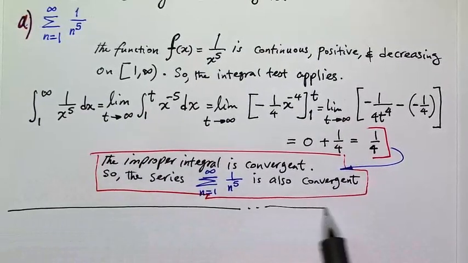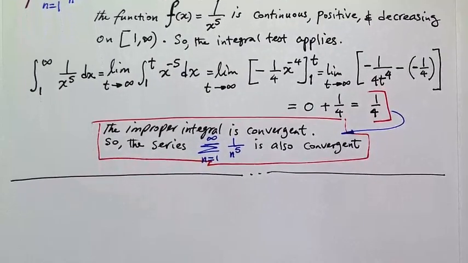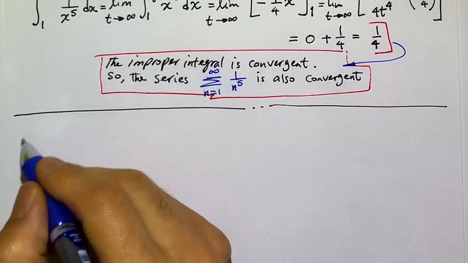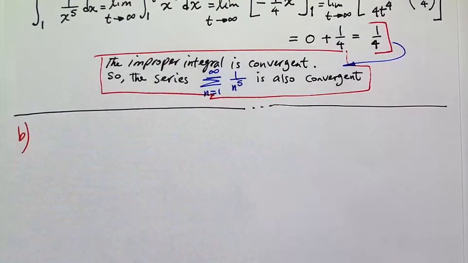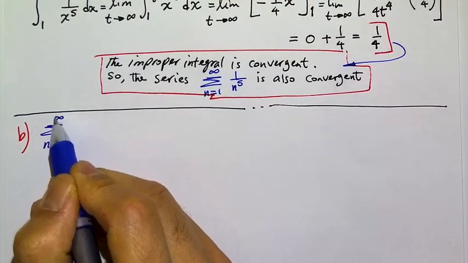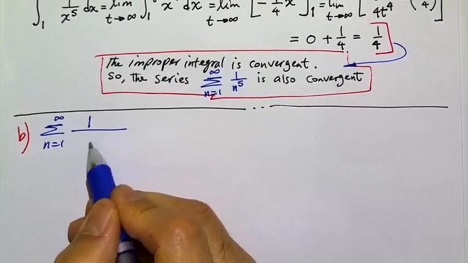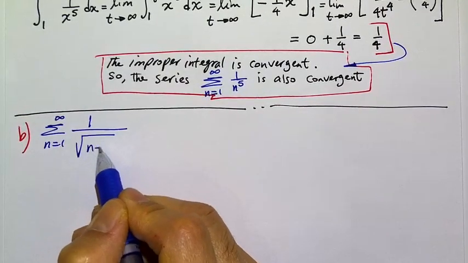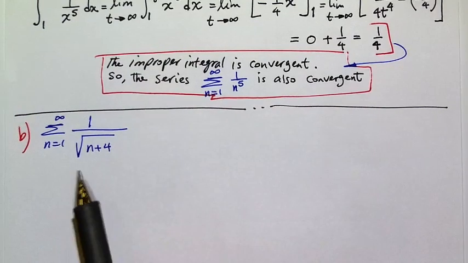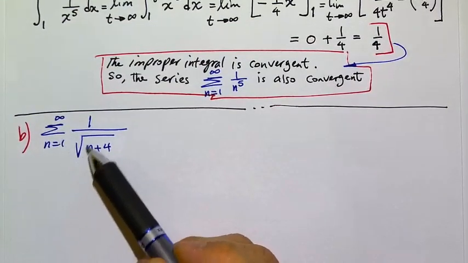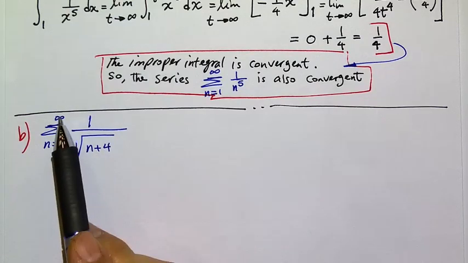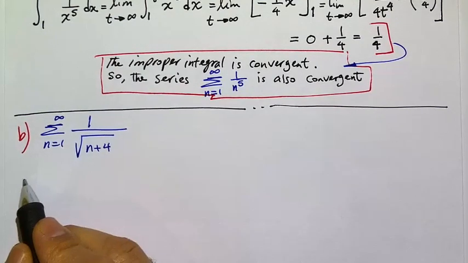Let's do another example. This time we have the infinite series from 1 to infinity of 1 over square root of n plus 4. Okay, so let's see if we can determine if this function is continuous, decreasing, and positive over this interval, 1 to infinity.